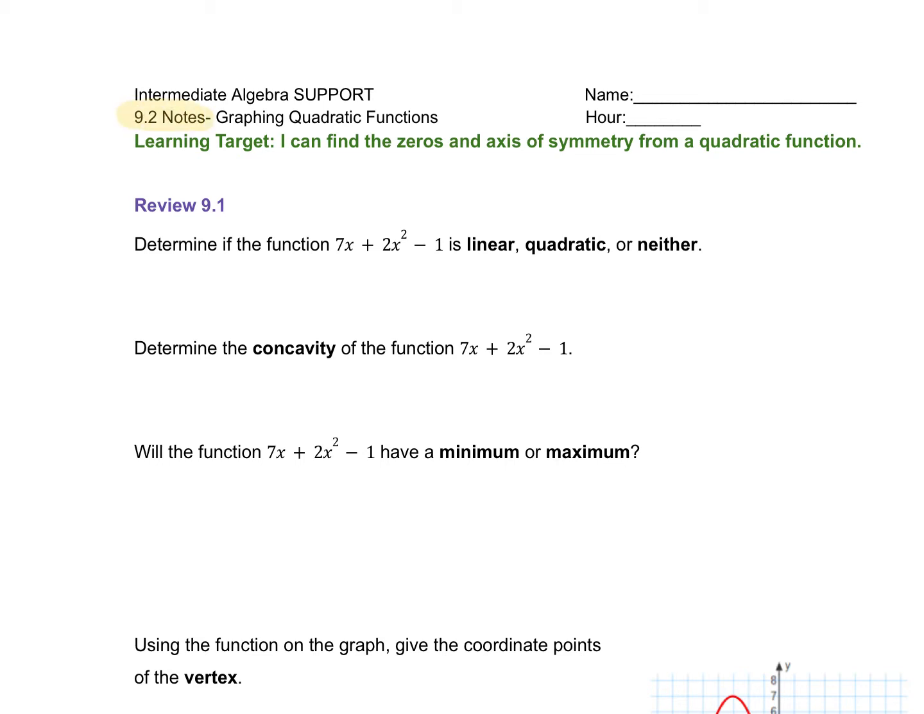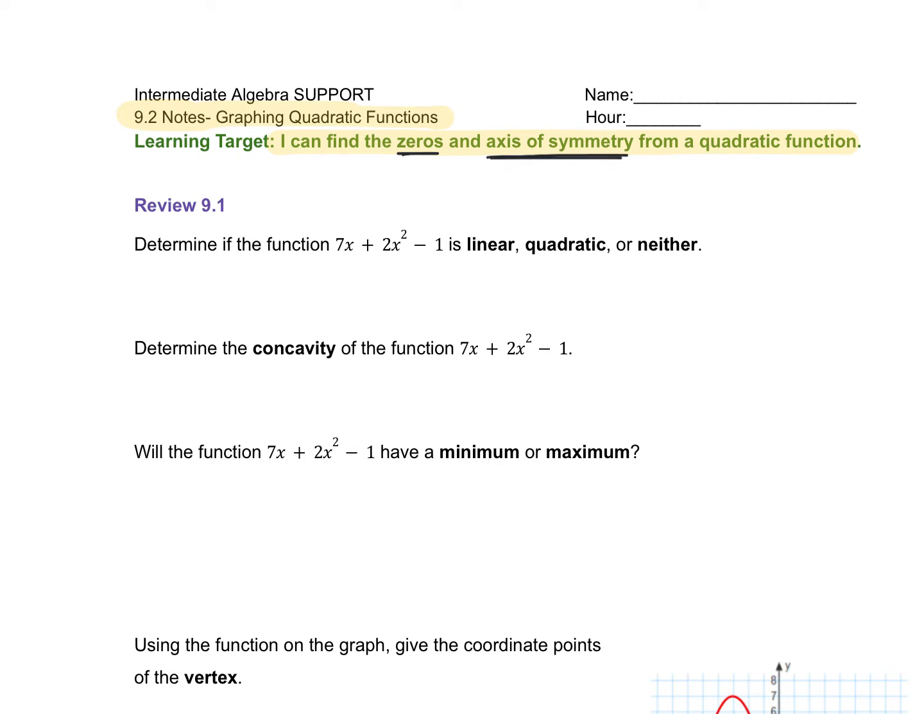Okay, so yesterday we learned all the parts about quadratic functions. Today we're going to work on graphing them a little bit more. By the end of today, you should be able to find the zeros and axis of symmetry from a quadratic function. So your new words for that one are zeros and then axis of symmetry. I want you to focus on those two today.